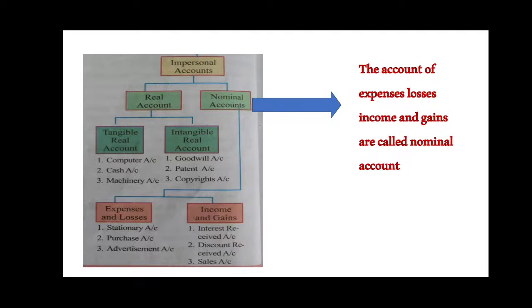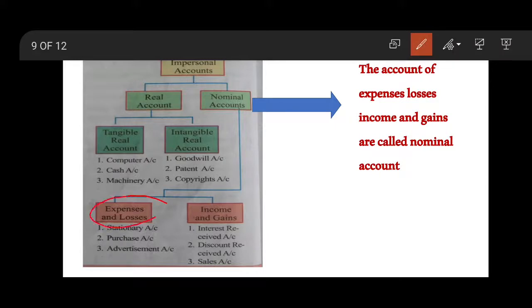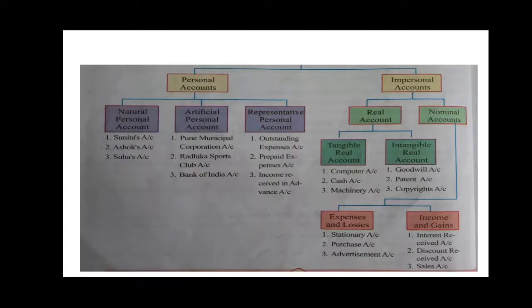Let's talk about nominal account now. Accounts that deal with expenses, losses, incomes and gains are called nominal accounts. See the examples. Expenses and losses: stationery account, purchase account, advertisement account. Stationery purchased means expense. Purchase is indirectly an expense as we have to pay when we purchase. And advertisement is an expense. Now incomes and gains: interest received is income, discount received is income, sales is income. So these were the examples of incomes and gains. So that's it about classification of accounts. In this way the accounts are classified.